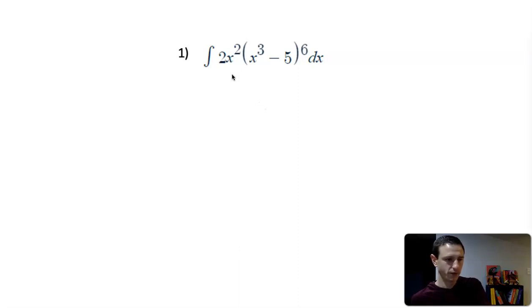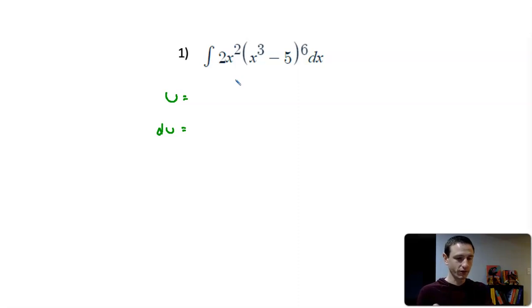So in this example, I have the integral of 2x squared times (x to the third minus 5) to the 6th dx. So I'm going to use substitution. In the process of substitution, what I want to do is find a term that I could set to u. And what I want to have happen is when I take the derivative of u, meaning du, I want the derivative of this term to be able to substitute out the rest of the term.